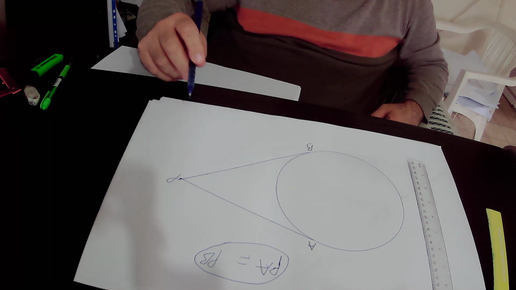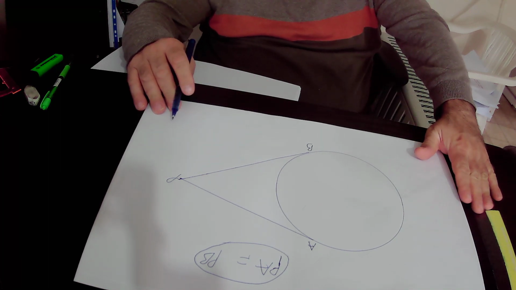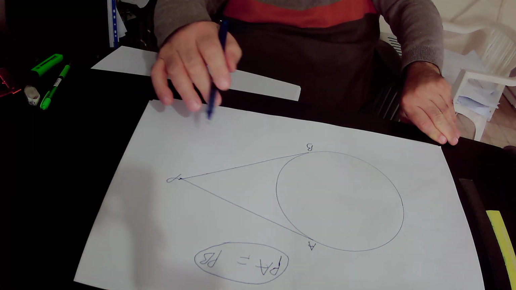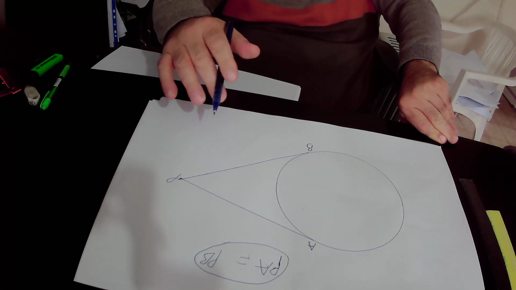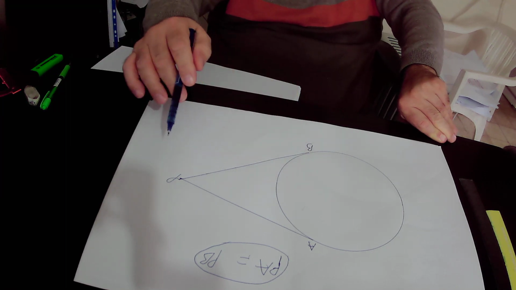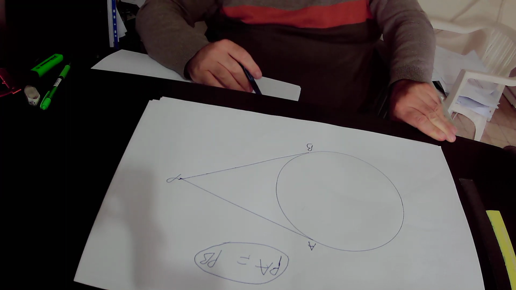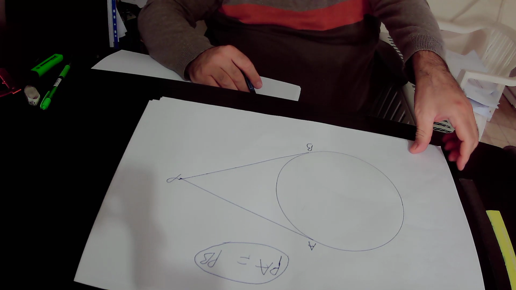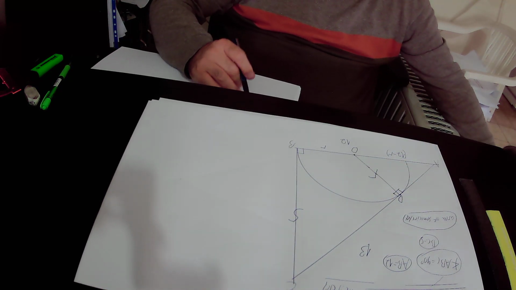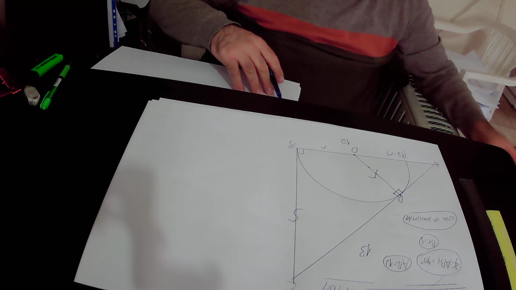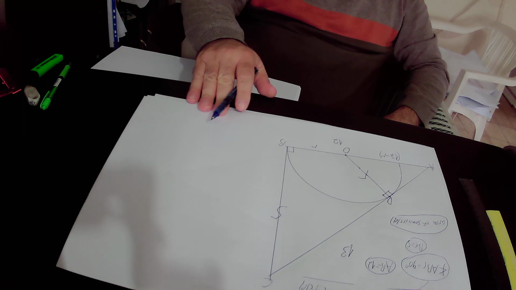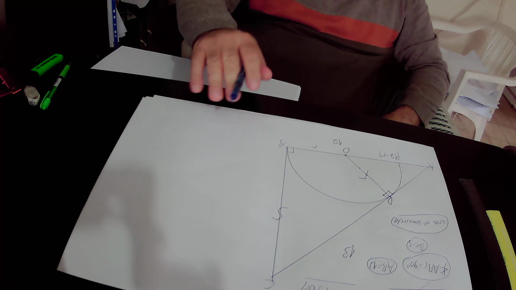So whenever you draw from a common external point two tangents to a circle, like in this drawing, the length of those two tangents will be equal to each other. In this case, PA will be equal to PB. Okay, that is the two tangent theorem, and we can implement it in our drawing, because in our drawing we have the external point, point C.